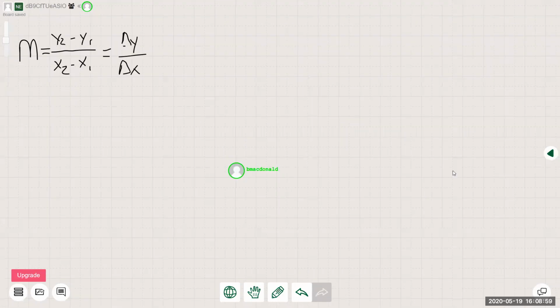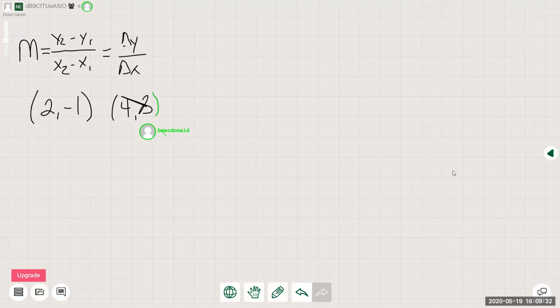Okay, so we've gotten rid of the graph, and we're going to go ahead and put in a new ordered pair. So let's see. Let's do a 2, -1 as our first ordered pair, and a 4, 3 as our other ordered pair.